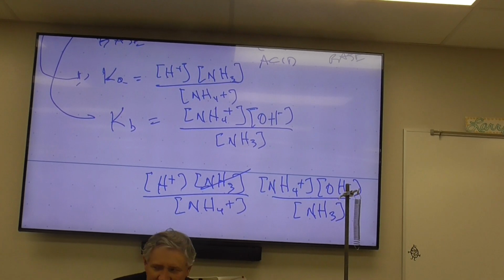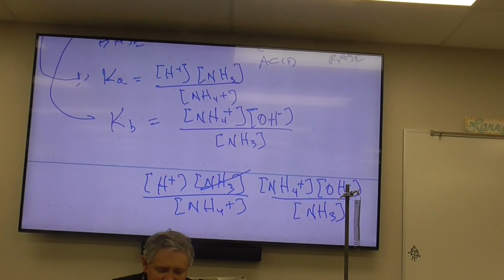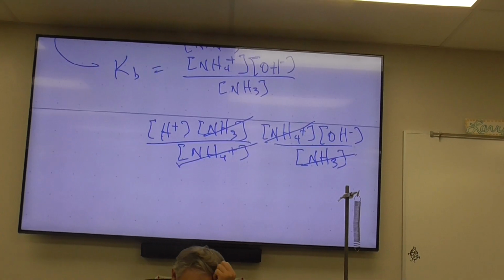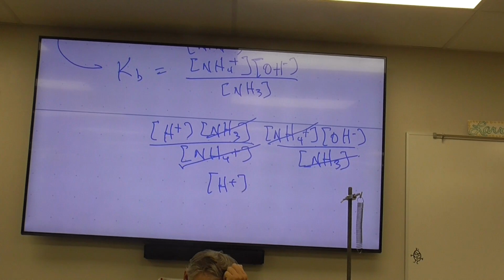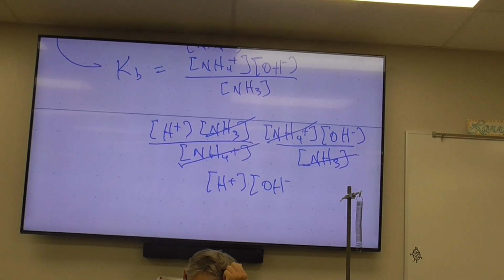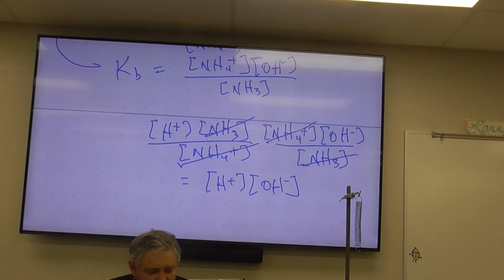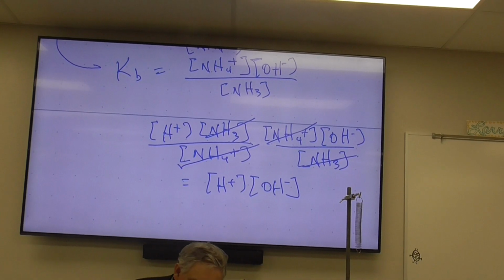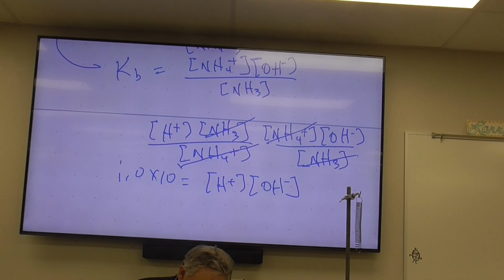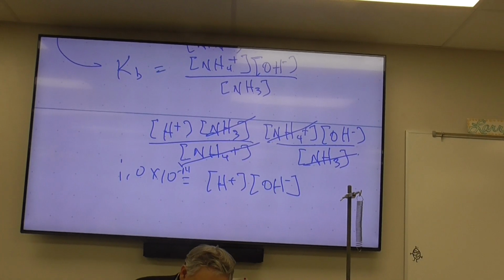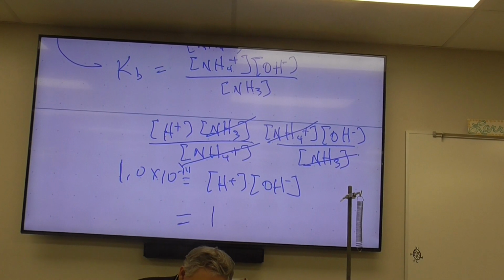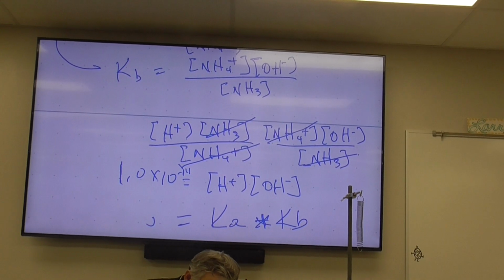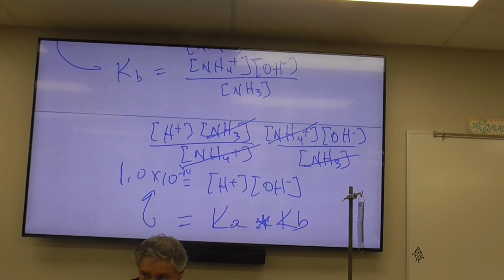And in the words of Cohen, we're gonna do a canceling thing, okay? So the ammonia concentration will drop out, my ammonium concentration will drop out, and you have your hydronium ion concentration times your hydroxide ion concentration. Now, what do you get when you multiply hydronium ion concentration times your hydroxide ion concentration? 1.0 times 10 to the negative 14. Okay? Now, what we just proved is that that also equals Ka times Kb, which also equals the autoionization constant of water.